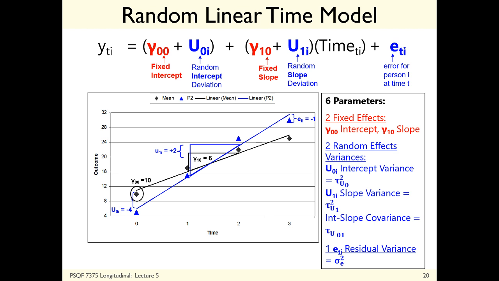Said more easily, E is why are you off your line today? What's going on at time 4, here, or the last occasion, that made you lower than the model thought you were going to be?